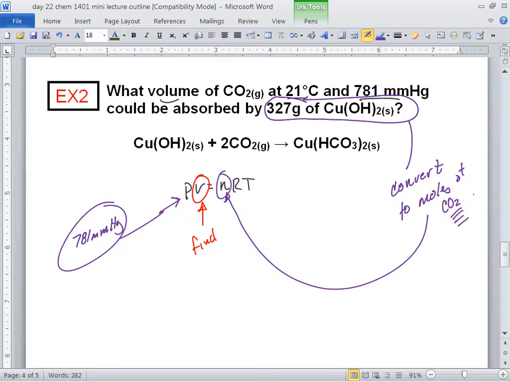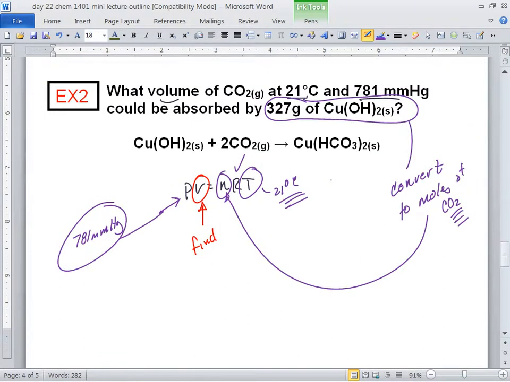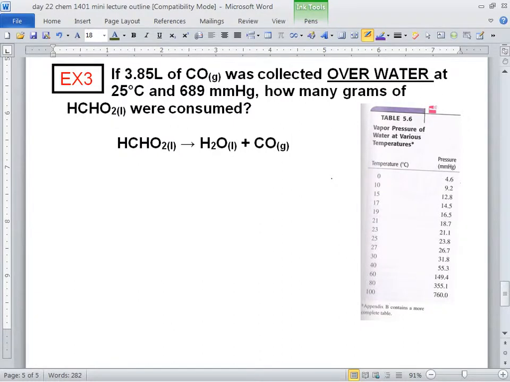Exactly. Okay. Well, we know what R is. What would you plug in for T, Connor? 21 degrees Celsius. Yeah, but you just got to convert it. Exactly. Okay, so there's the game plan for that one. Any question on that? All right.